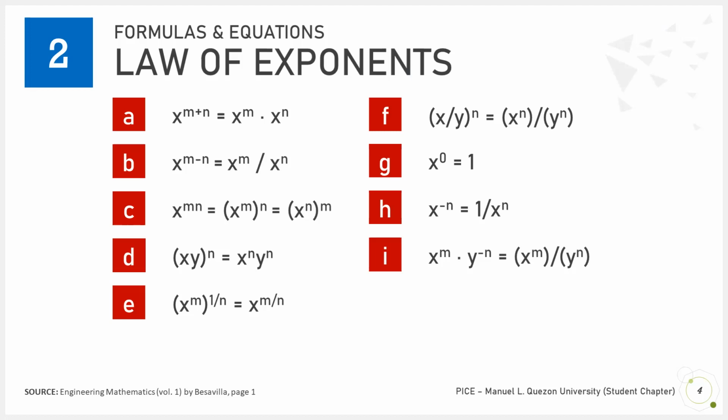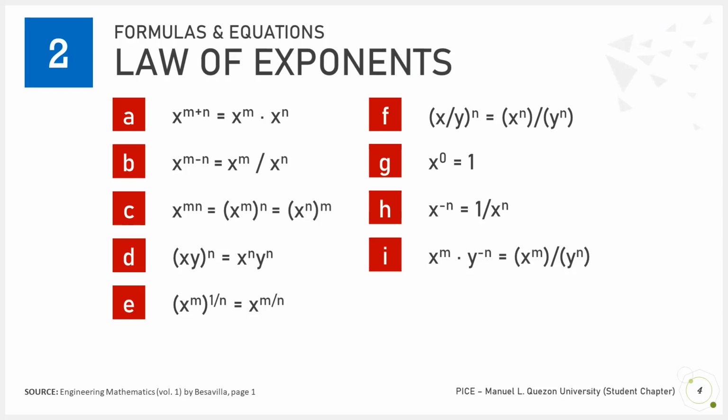And then for letter C, this is the distributive property for exponents. So when we have an outer exponent and an inner exponent, and they are separated by parentheses, so we simply multiply their respective exponents. So we multiply the inner exponent to the outer exponent. And also, in this case, we have the exponent mn.